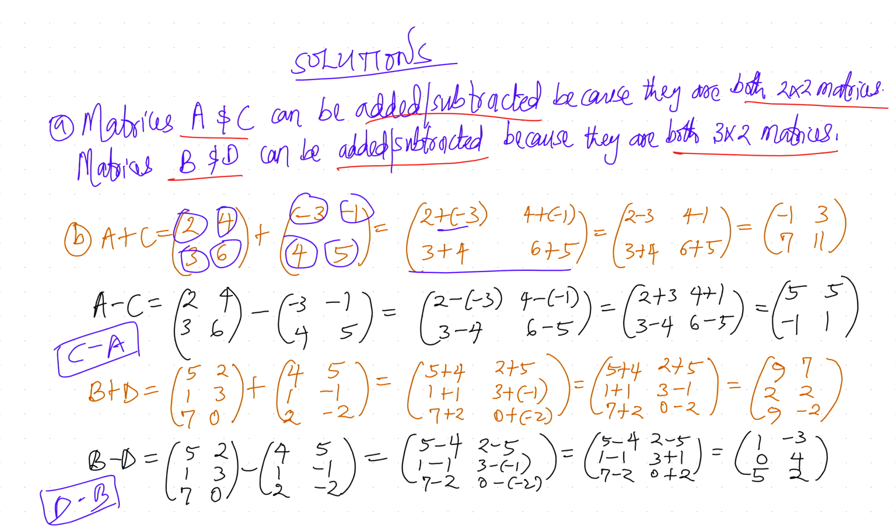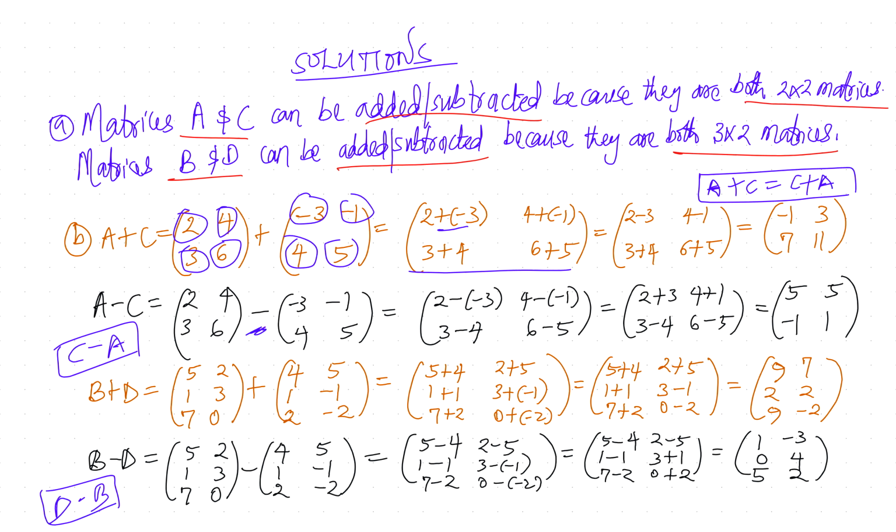Of course, it is also understood that A plus C is the same as C plus A. That is the idea of symmetry: A plus C is equal to C plus A. Okay, so then we go to A minus C. The only difference here is that instead of plus, we have minus, and then we subtract corresponding elements.